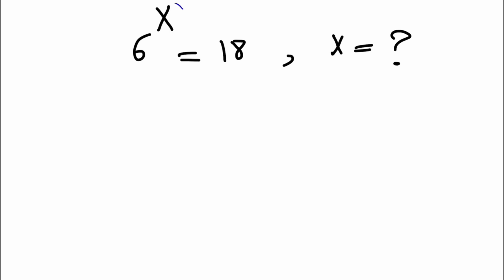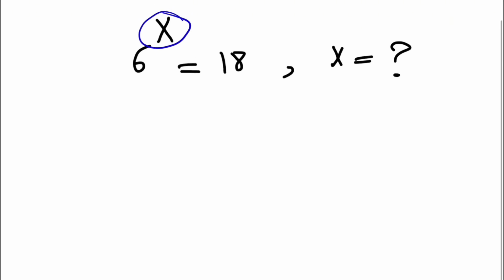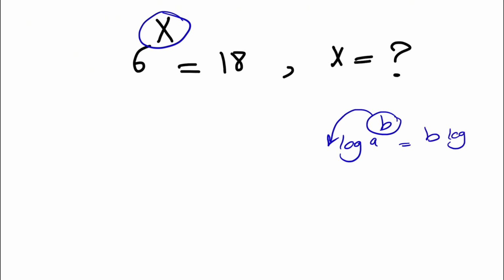As we can see, the unknown in here is in the exponent, and a common way in this kind of question is to take the logarithm on each side of the equation. From the laws of the logarithm, we know when we have the log of a to the power of b, this b always goes to the front, so we will have b times log of a.